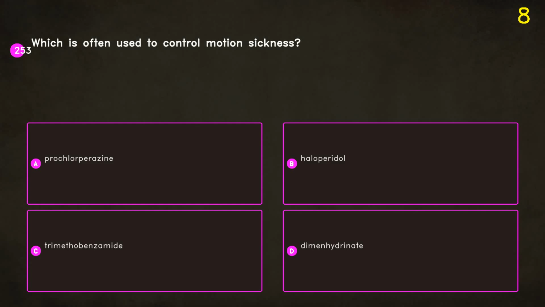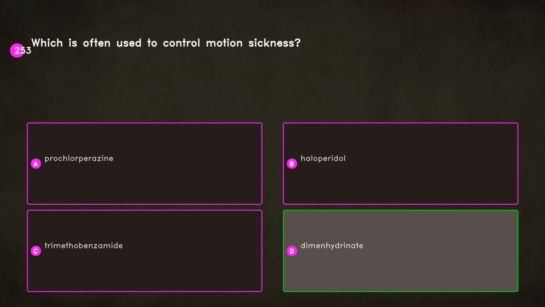Question 253. Which is often used to control motion sickness? A. Prochlorperazine, B. Haloperidol, C. Trimethobenzamide, D. Dimenhydrinate. The correct answer is dimenhydrinate.